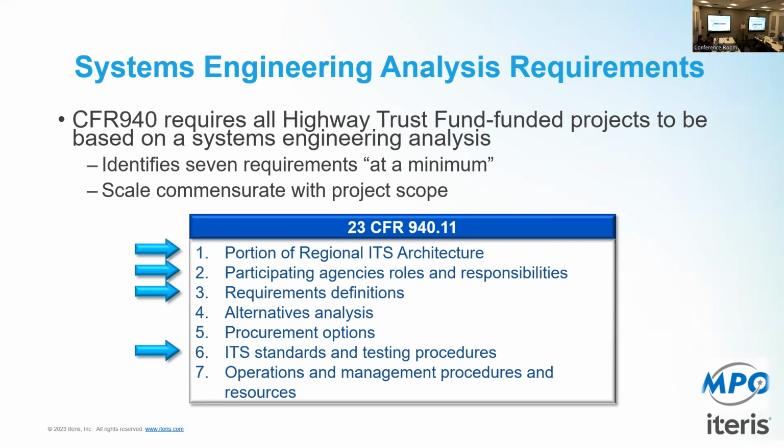But this again goes back to: if you're a project funded with federal dollars, an ITS project, it needs to go through a systems engineering analysis. Well, of these 7 items that they've identified in the rule, 4 of these we can support directly with the architecture. 1, defining what part of the architecture you're actually implementing with this project.